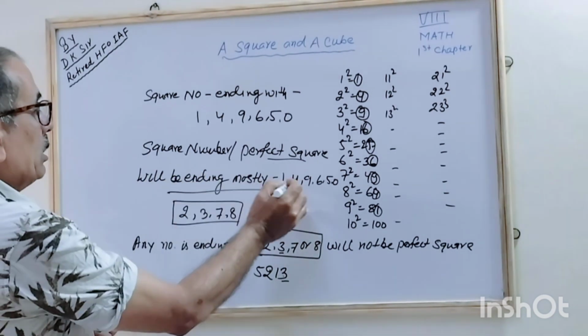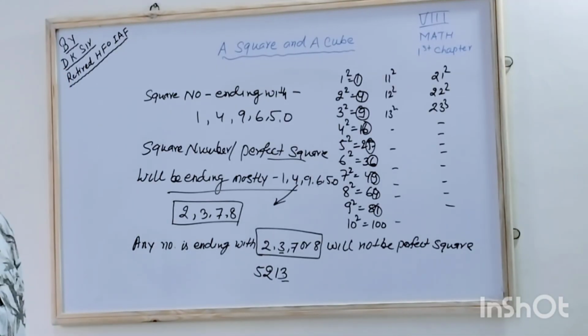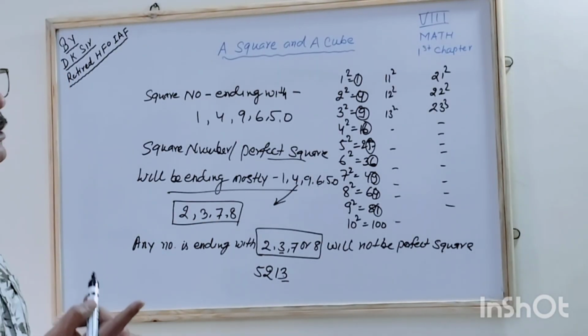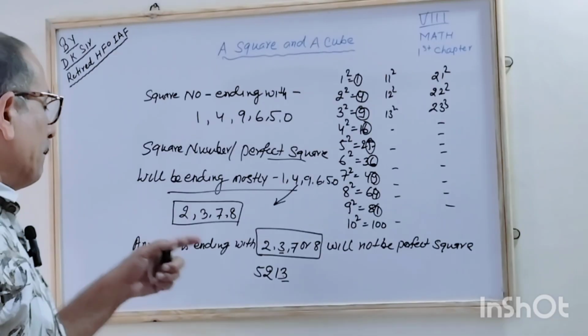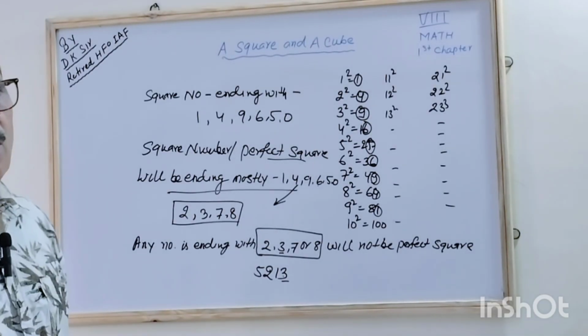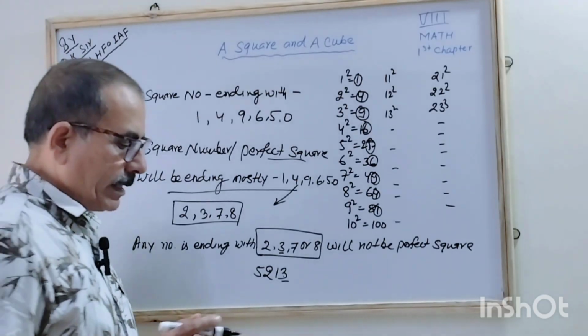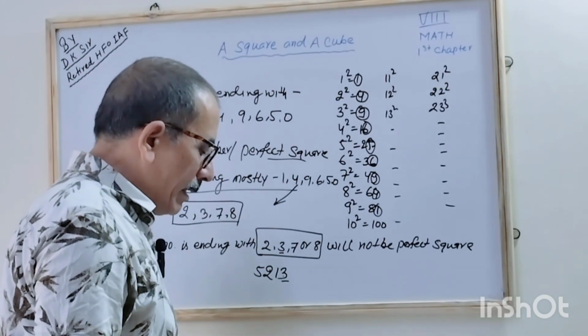Remember, the data 1, 4, 9, 6, 5 and 0 can be doubtful. It may be a square, it may not be a square. But if the number is ending with 2, 3, 7 or 8, 100% it will not be a square, correct. So you should remember this.